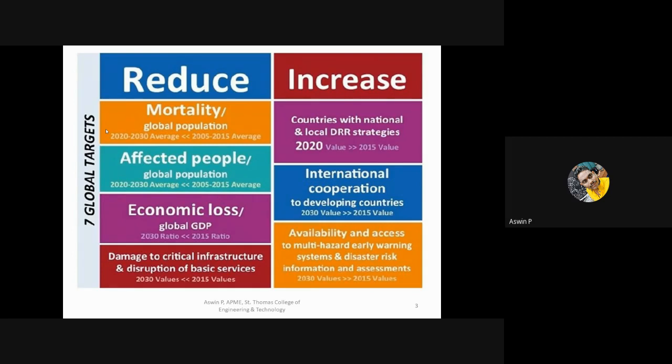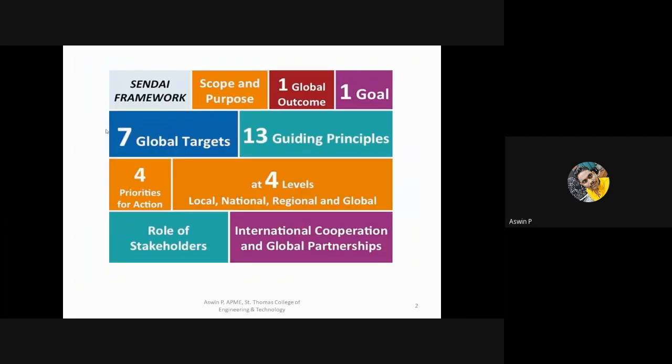Now we will discuss, according to the Sendai Framework, the next level, which is the 13 guiding principles. Very important. How many guiding principles are there? There are 13 guiding principles and four priorities for action. These two are very important. After this we do not have much to study, only guiding principles and priorities for action.